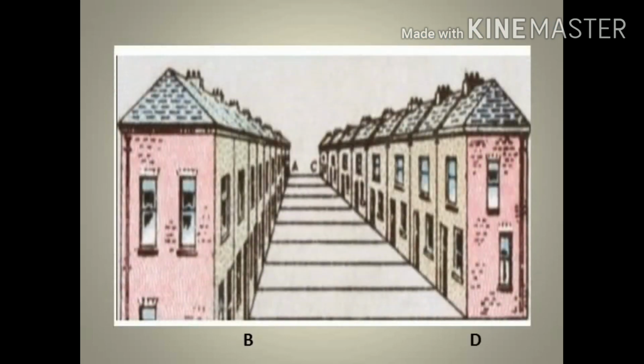In this image, line segment BD looks to be greater in length than line segment AC. But in reality, both these line segments are of equal length. Such images are called optical illusions.